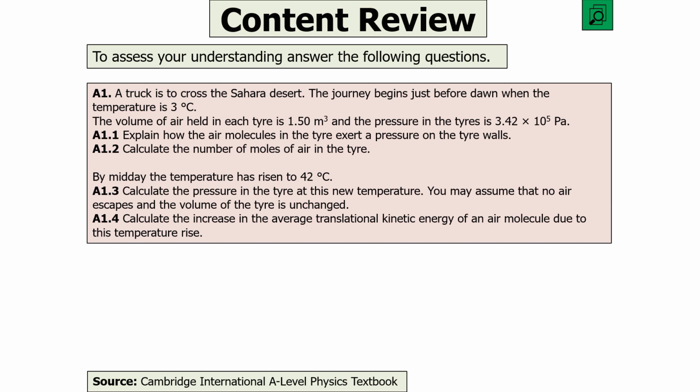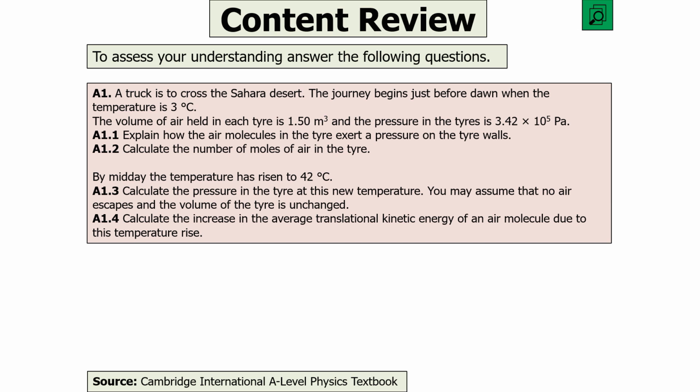The next question says, a truck is to cross the Sahara Desert. The journey begins just before dawn when the temperature is 3 degrees Celsius. The volume of air held in each tyre is 1.50 meters cubed and the pressure in the tyres is 3.42 times 10 to 5 pascals. Explain how the air molecules in the tyre exert a pressure on the tyre walls. Calculate the number of moles of air in the tyre.